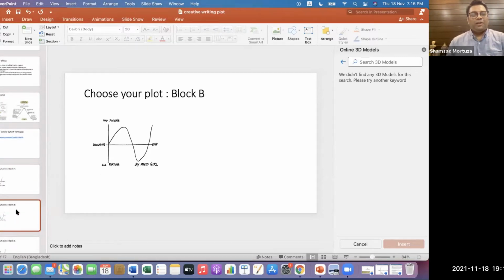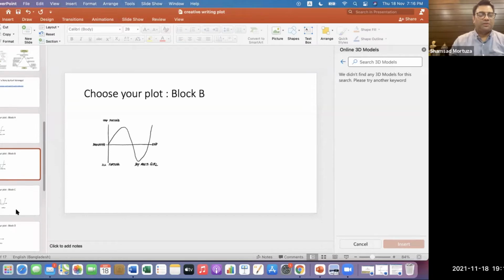Then the next plot that he talks about has a similar curve, but you start in the middle. Then you dip down, something miraculous happens, like you fall in love, and because you have fallen in love, you have found something, then you get into a conflict situation and you come out of it. So that's the second one that he talks about.